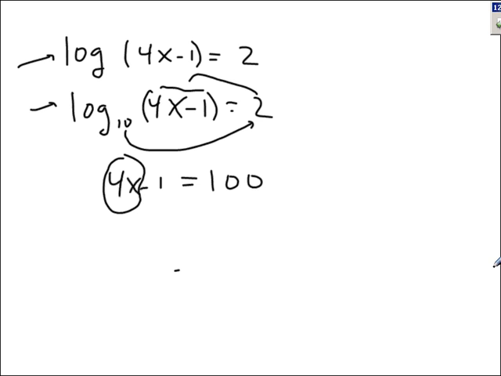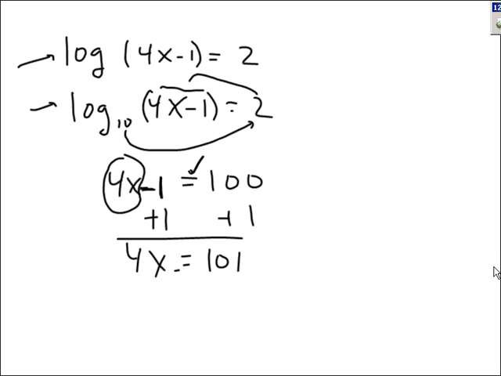So 10 squared, 100, is equal to 4x minus 1. That must be 101, because if you take away 1, then you do have 100. 4x is 101. And you want to add 1 to both sides, fine. But nonetheless, 4x is 101. Then we divide by 4, and we'll be done, because you can't simplify 101 over 4.